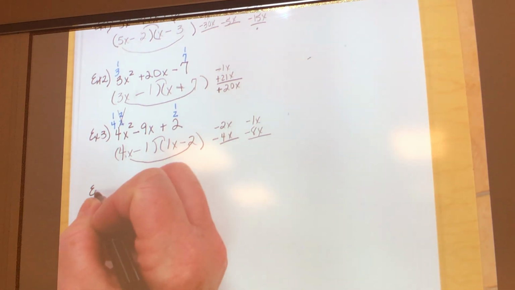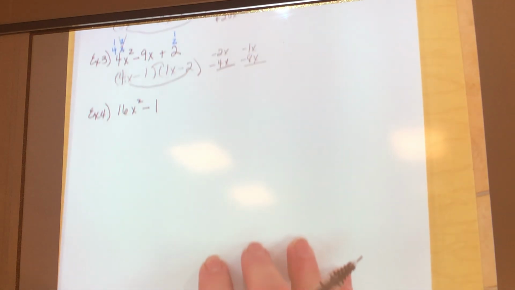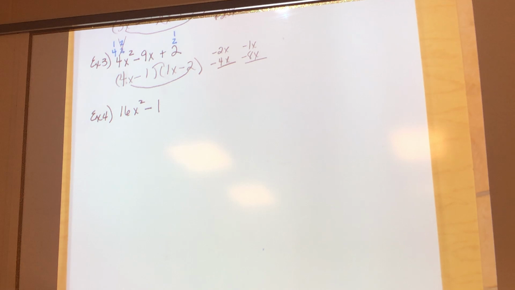Example 4. 16x squared minus 1. Okay, I'm going to let you do it. 16x squared minus 1. Okay, you got it?